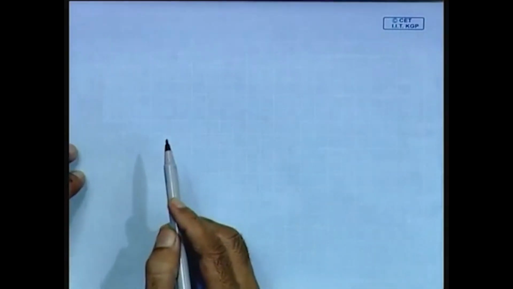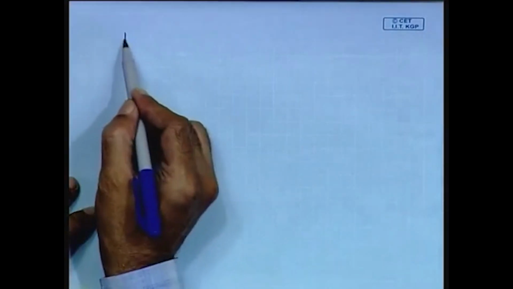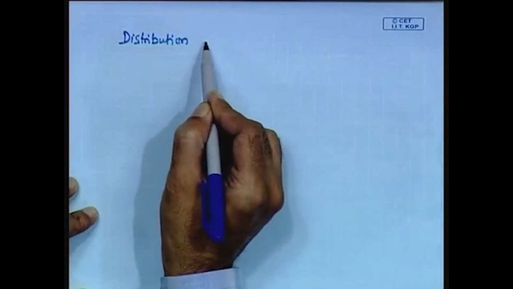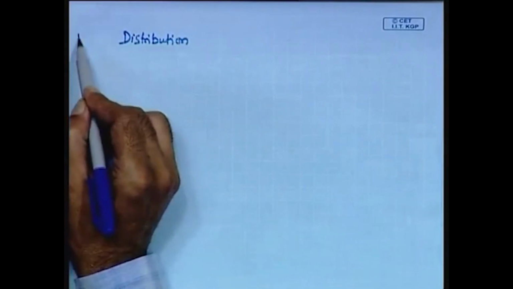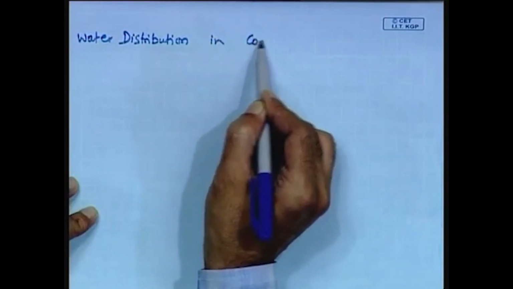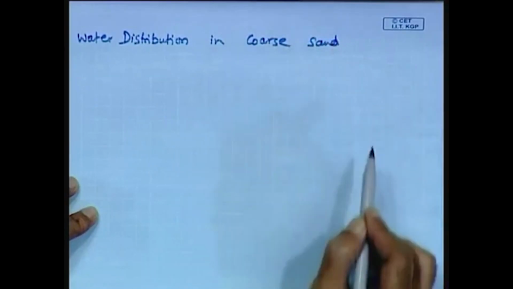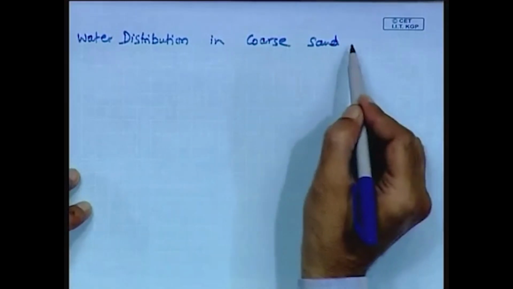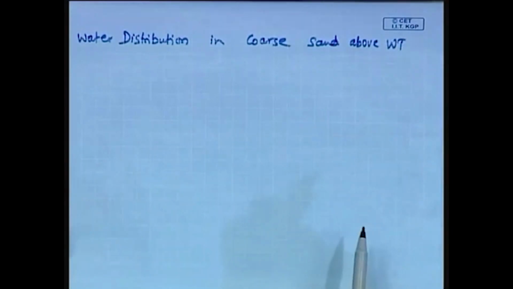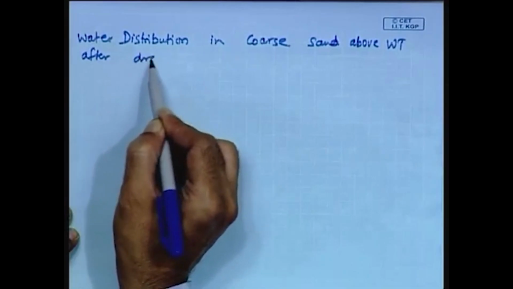Okay. And now, let me also represent here the distribution of water in a coarse sand. Water distribution in coarse sand above the water table, after drainage.